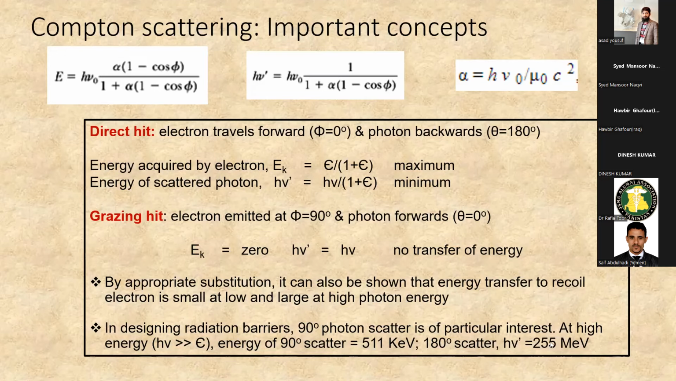The question is, I think the characteristic X-rays can be produced by the Auger electron. Yes, it could be. We'll talk about this later.